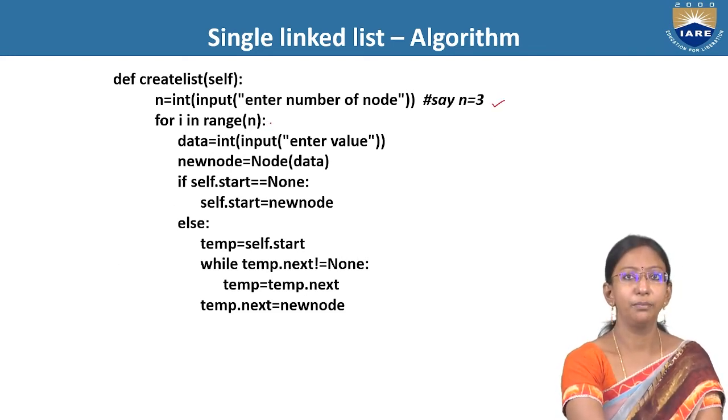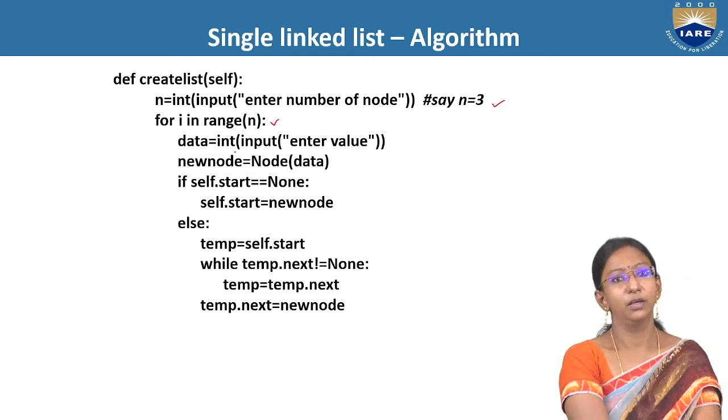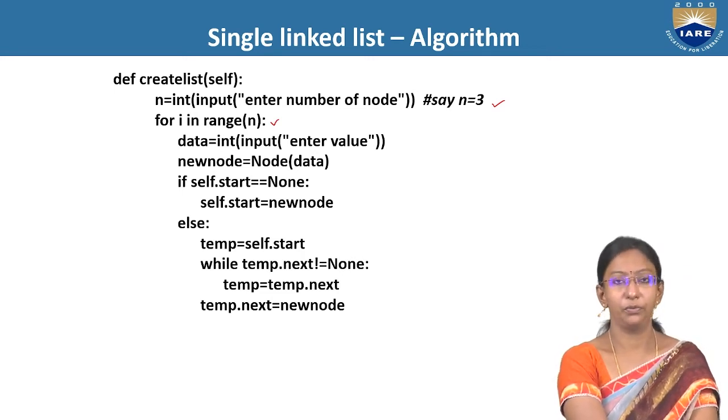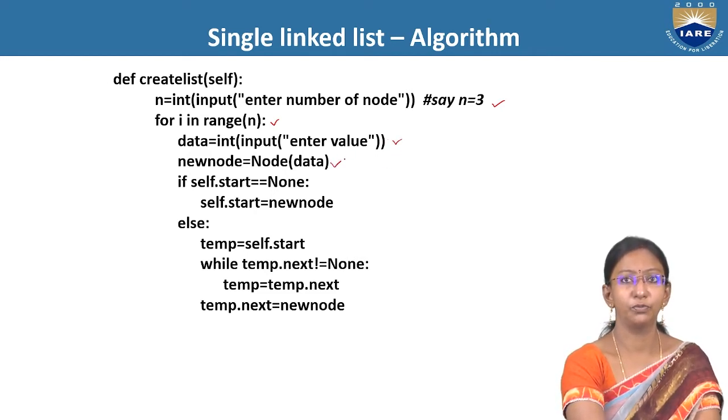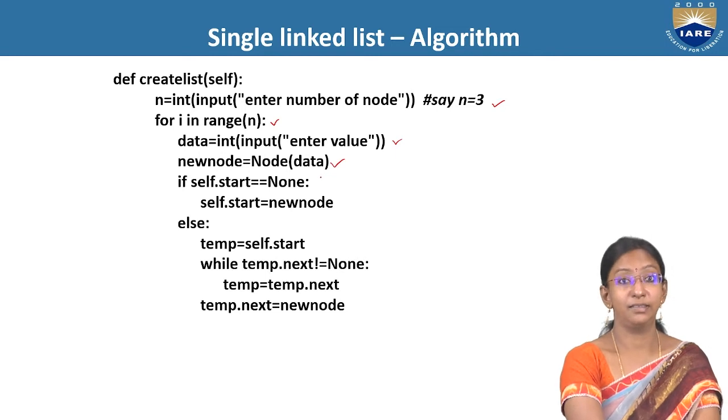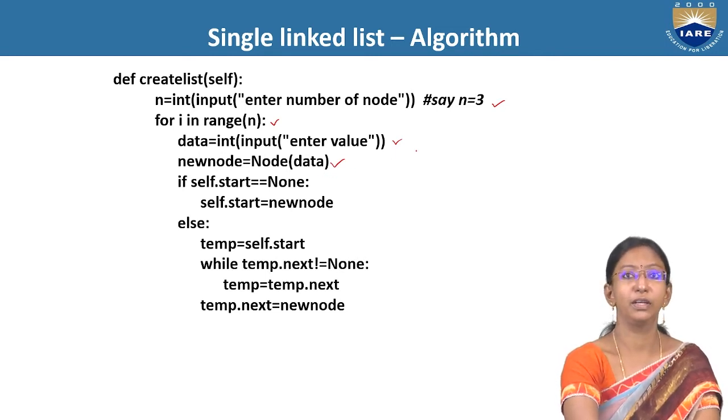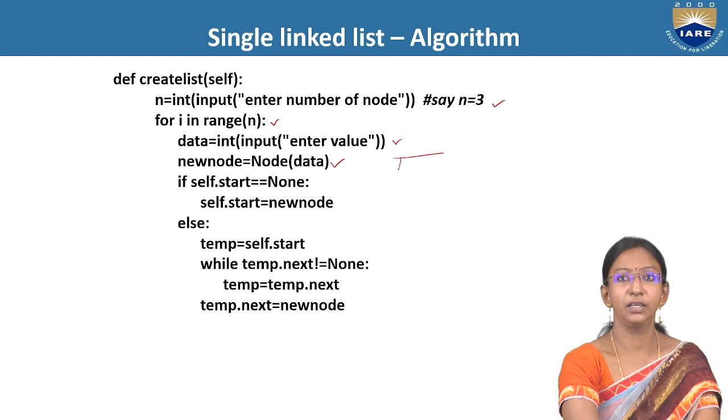So I'm going to run my loop all three times, right? So I read the data value which I want to insert, and I have created an object, an instance of the class Node. So thereby a node is created with the data and None as its next part, right?